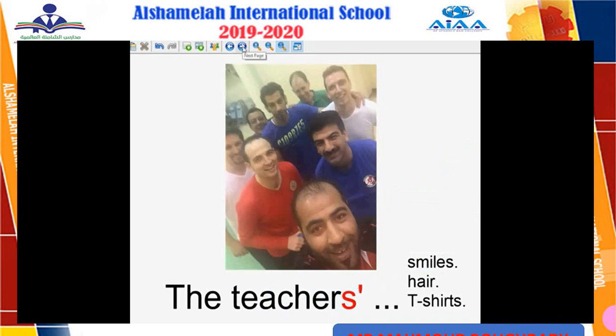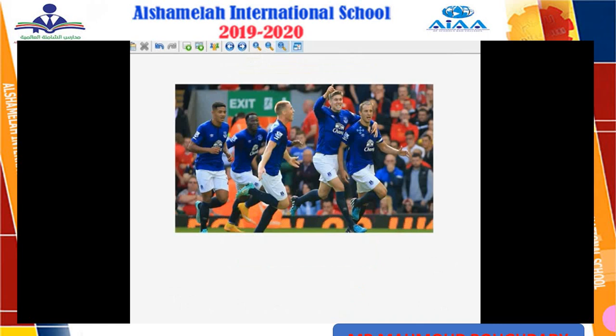All right, let's look at another example. Here's the mighty Everton. Okay, this is my team, as you well know. So these are some of our players. You can see there's 1, 2, 3, 4, 5 players in the picture. So it's a plural. So we can say the players', that means all 5 players, shirts are blue. And because it's plural, we put S, then the apostrophe.